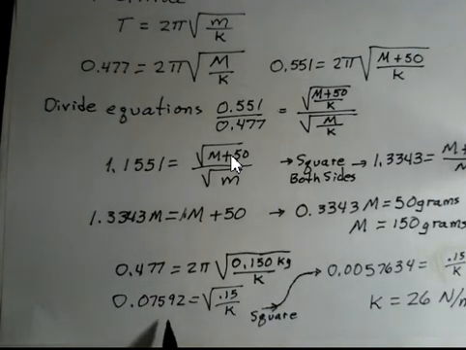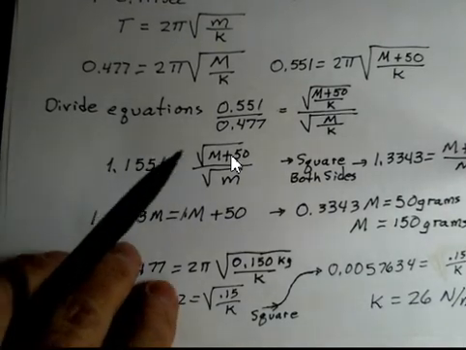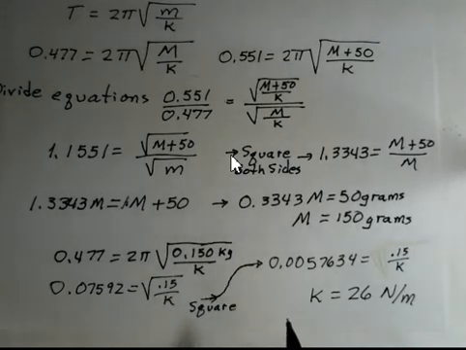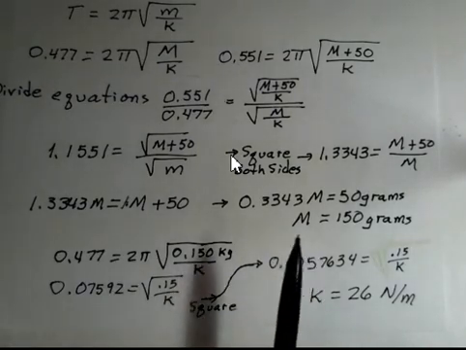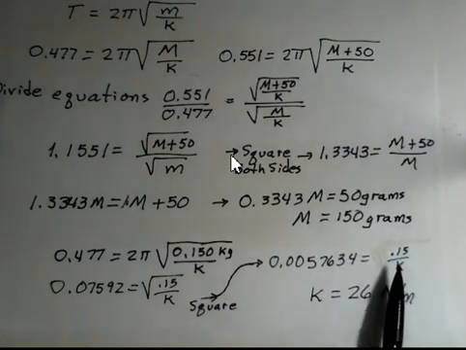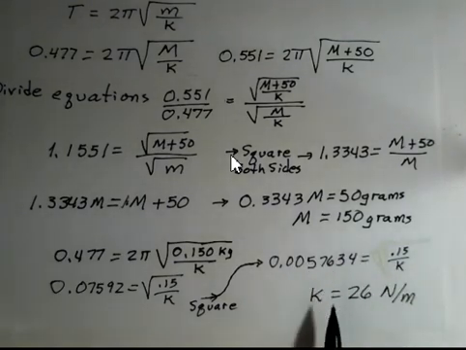Again, I'm going to divide by 2 pi and then square both sides. And again, you should pause the video and use your own calculator to confirm these calculations. And then multiply both sides by K, divide both sides by this number, and I come up with a K value of 26 newtons per meter. 26 newtons per meter. Again, pause the video as necessary, go back and look at it.